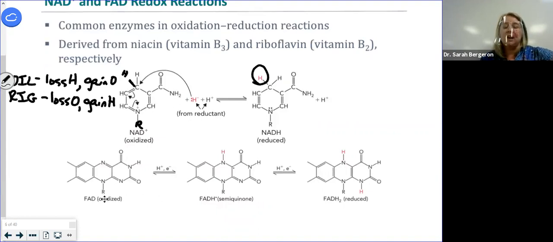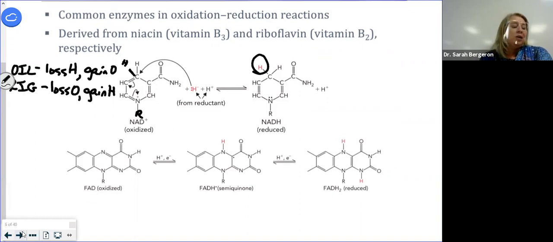But FAD works very similarly, except it's in a sequential reaction where you're picking up one electron at a time. So what you can see is if you look at the nitrogens, the nitrogens are where we're going to be picking up hydrogens. So first, this nitrogen has picked up one hydrogen. And then the second nitrogen picks up another hydrogen. So this is the fully reduced form. We call the form where you only have one hydrogen picked up the semiquinone form. But basically, we just kind of show this as one reaction.